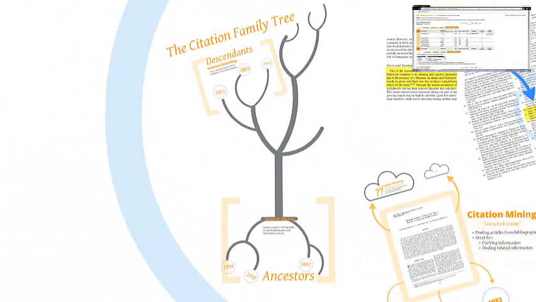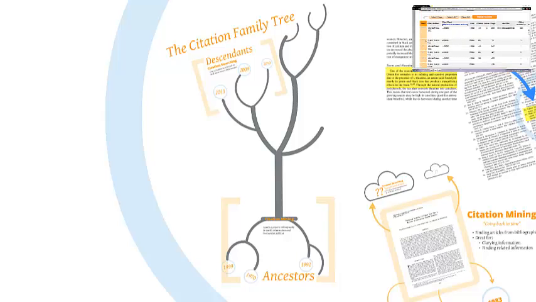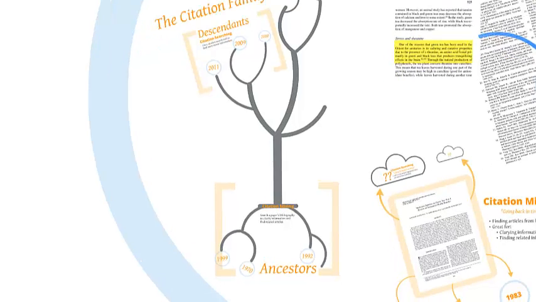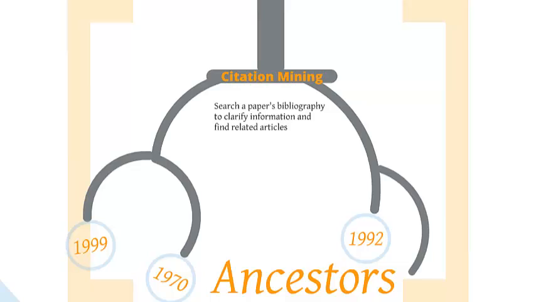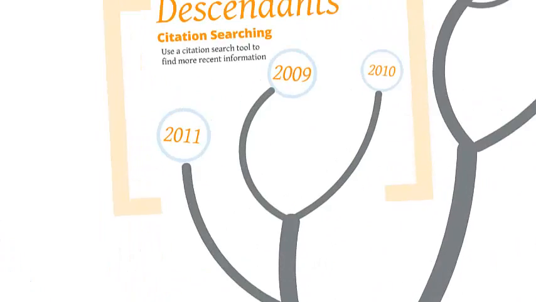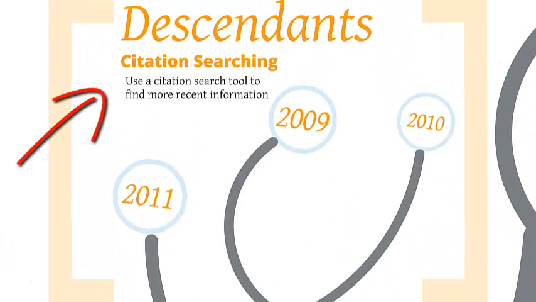If you think of all of this as a family tree, when we look at the bibliography or the reference list of the paper, we're using citation mining to determine the ancestors of a paper, to clarify information, gain context, and learn more. When we use citation searching, we're tracking the descendants of a paper to track new developments, find more recent information, and learn more about an area.